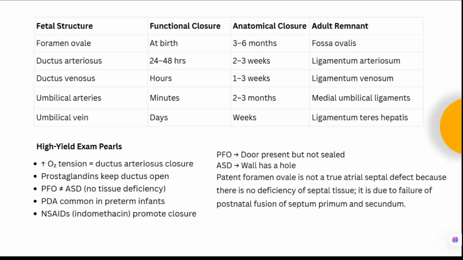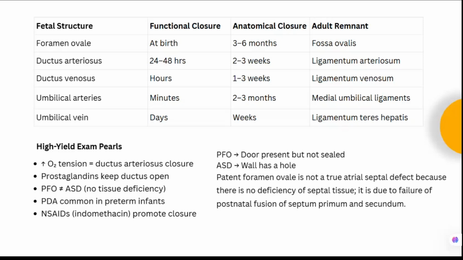The umbilical arteries will close functionally in minutes, and anatomical closure will take 2 to 3 months. It will remain in the adult as the medial umbilical ligaments. Then finally the umbilical vein, there is only one. Okay, it will take days for the functional closure and weeks for the anatomical closure, and it will remain as a ligamentum teres hepatis.